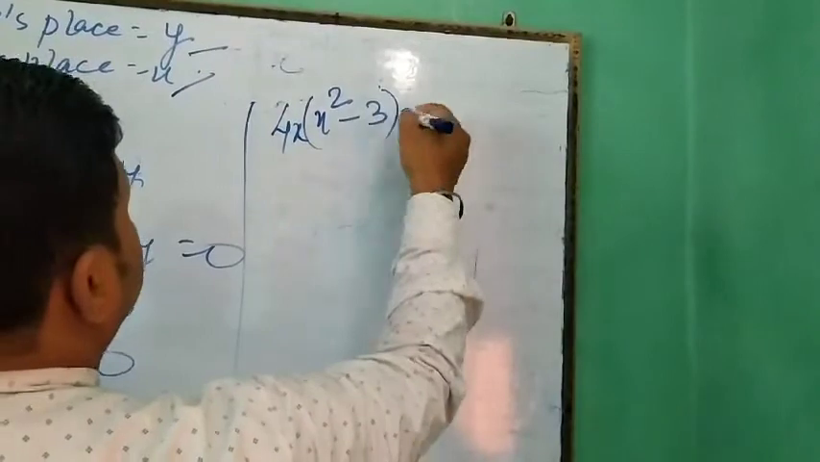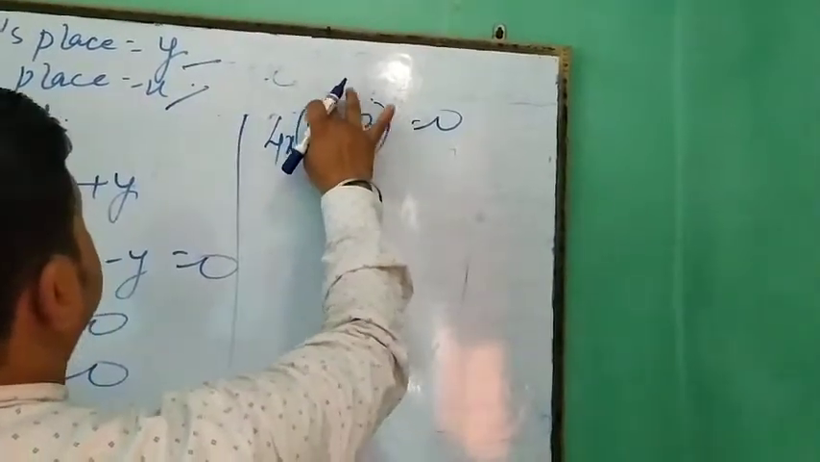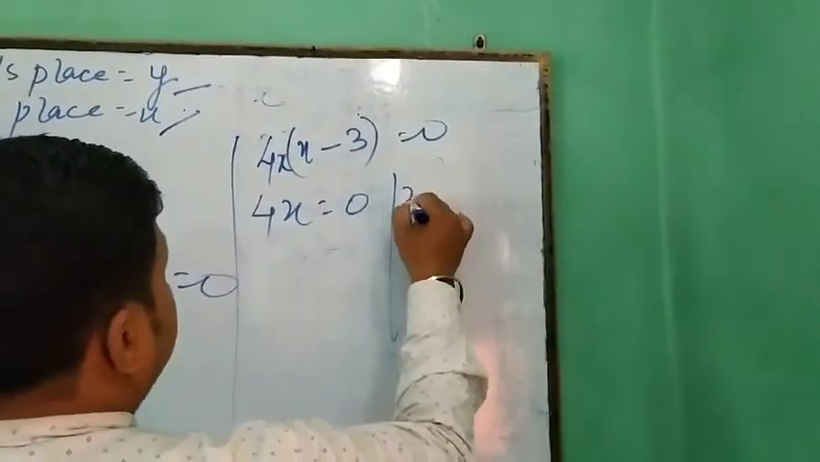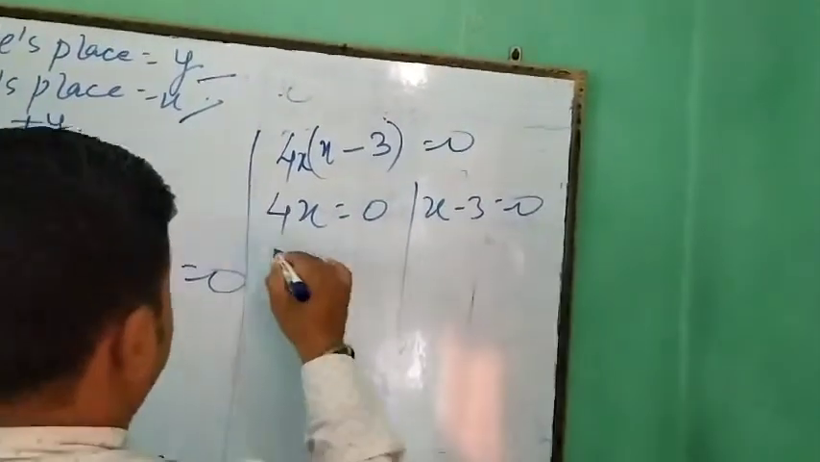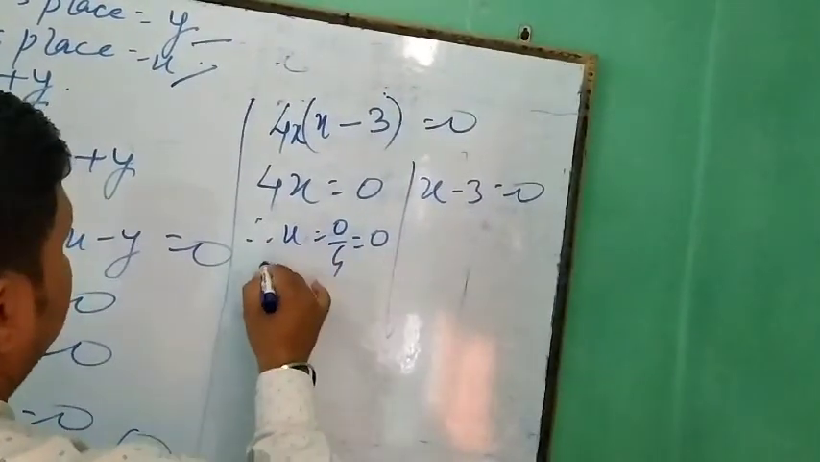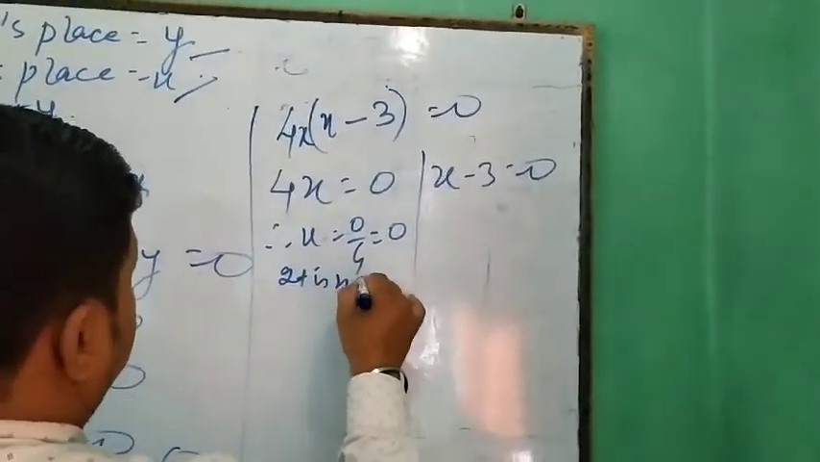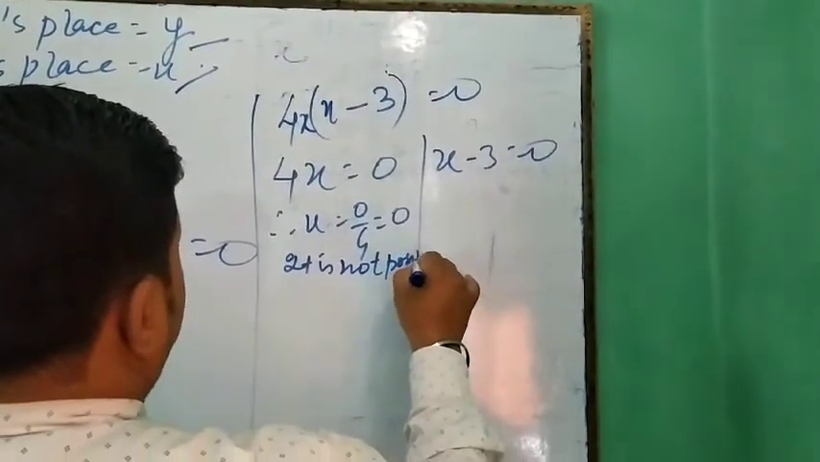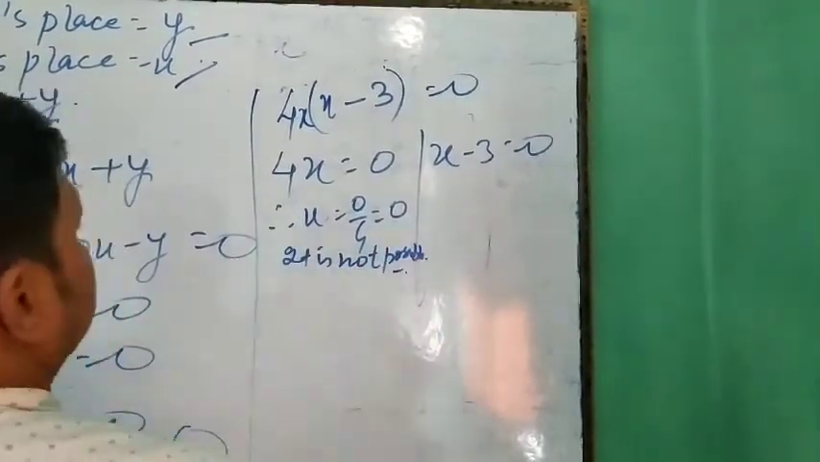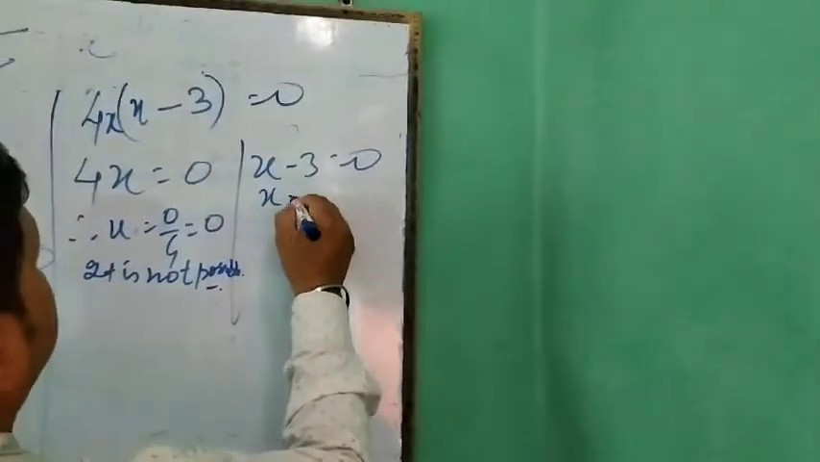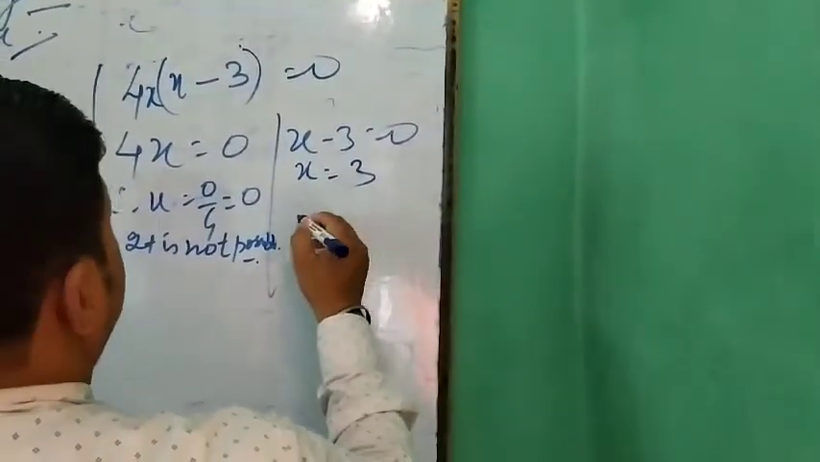4x equal to 0. The first term is 4x equal to 0 and the next term is x minus 3 equal to 0. So x equal to 0 by 4, that means 0. It is not possible because the tens place is never 0. So x equal to plus 3.